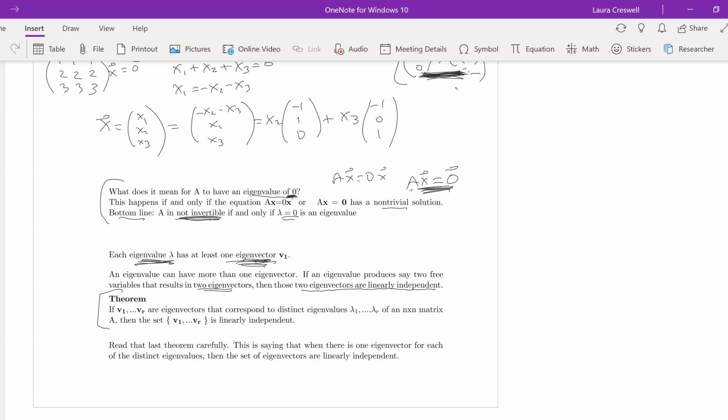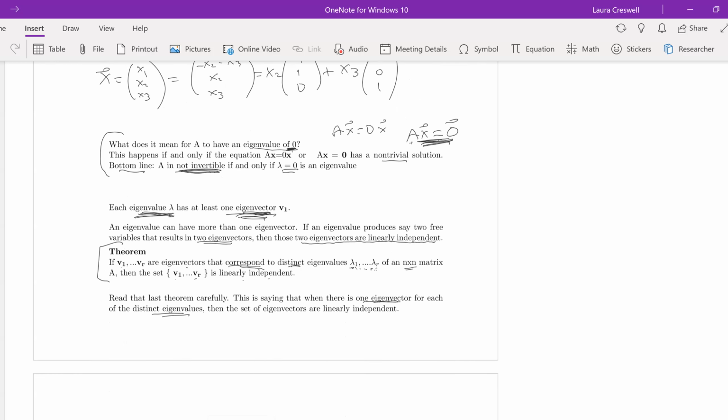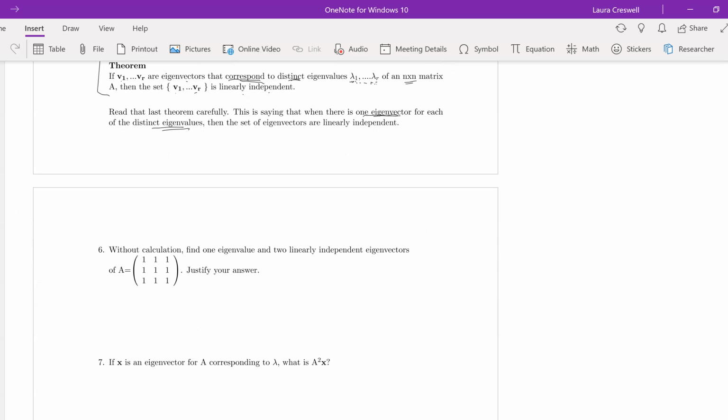So here's a little theorem, with a comment below it. If I have r different eigenvectors that correspond to r different eigenvalues for some n by n matrix, then those eigenvectors will be independent. Be careful. This is saying that for each eigenvector there is an eigenvalue, for these r eigenvectors that correspond to distinct eigenvalues. So every eigenvector has its own eigenvalue, there's only one. It is not talking about the situation right here. So just a theorem there. We'll come back to different things like that. Okay.